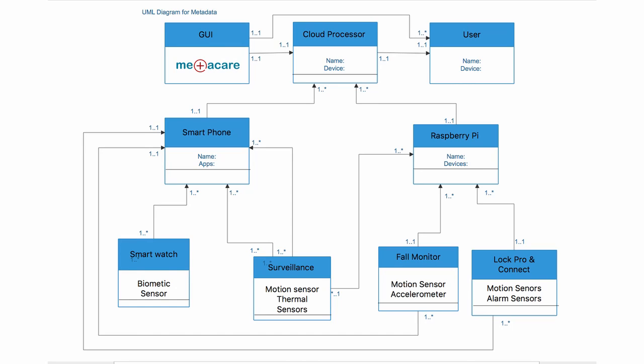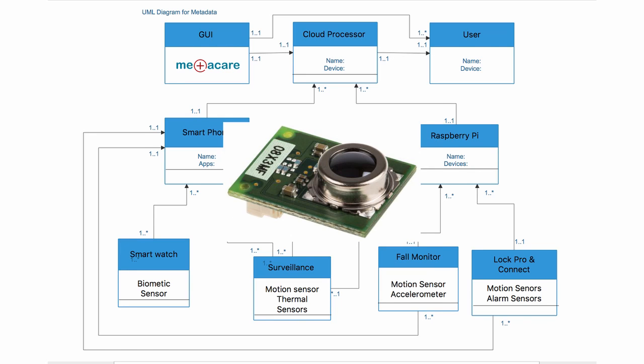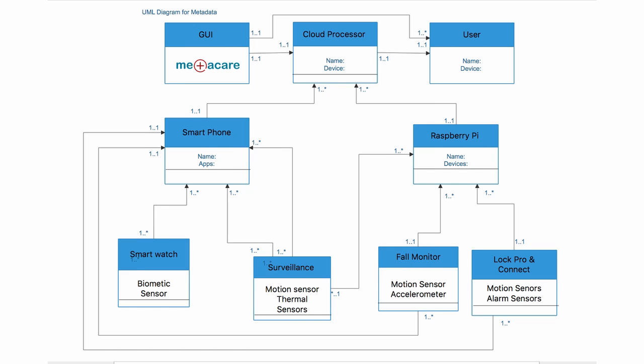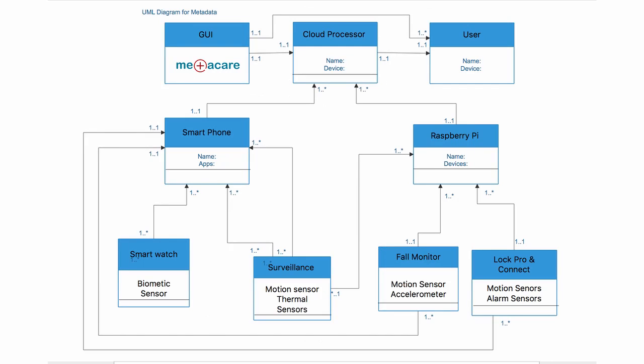As shown in this UML diagram, the Metacare app is the graphical user interface that visually portrays and allows interaction with the data collected in the cloud. This data is collected via various sensors such as biometric, motion, alarm, thermal, and accelerometer. The data that is amassed on a user from these sensors is done by a Raspberry Pi or a mobile device, depending on the nature of the sensor.